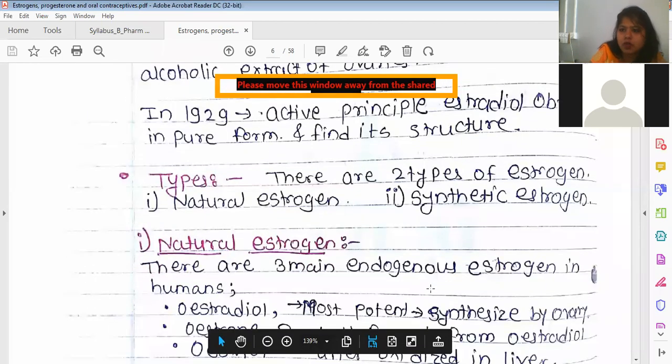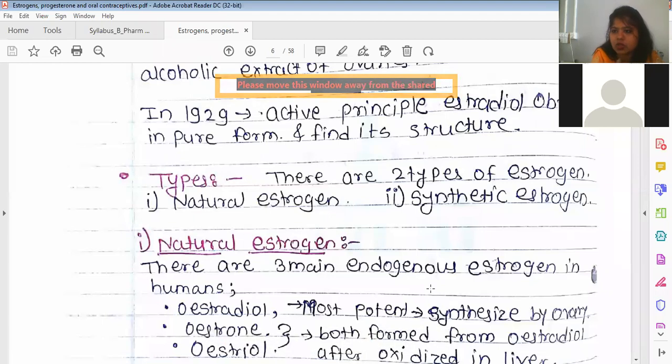Then there are two types of estrogen. First, it is a natural estrogen, and second, it is a synthetic estrogen. Natural estrogen is what is already present in the female's body. Some women face problems during their menstruation that need them to take an external tablet, and those external tablets are nothing but the synthetic estrogen.